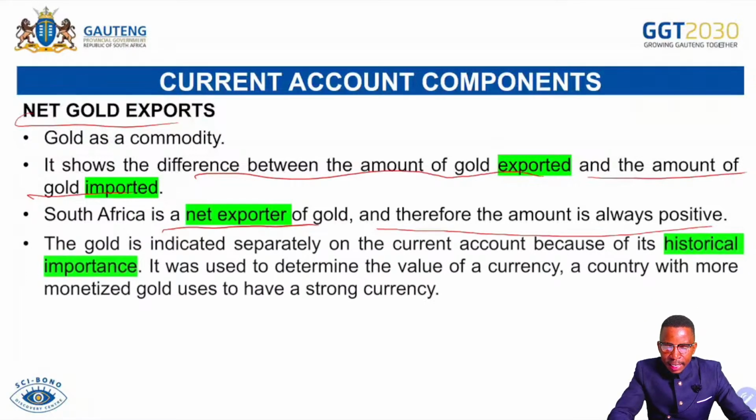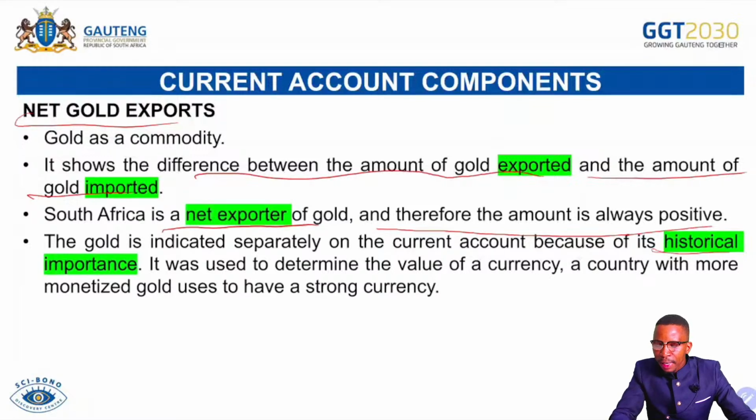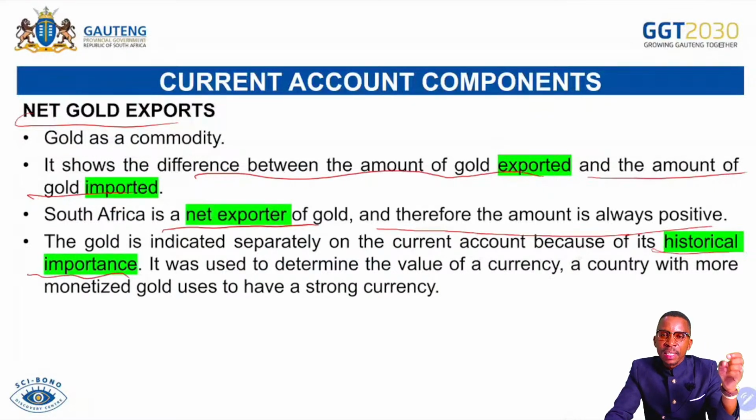Gold is indicated separately in the current account because of its historical importance. Remember, gold used to determine the value of the currency for each country. The country with more gold used to have a strong currency, and the country with less gold used to have a weaker currency. For that reason, gold is one of the important commodities in South Africa. And also, why is the South African currency called the rand? It is called the rand because the first gold in South Africa was discovered in Witwatersrand. So to honor the place where the gold was discovered, our currency was called the rand.